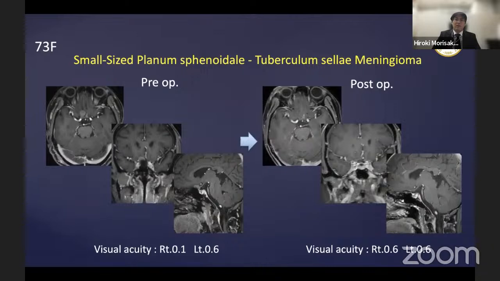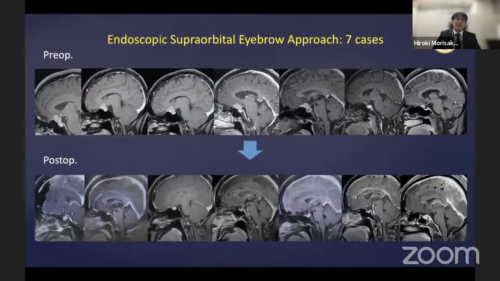This is a post-operative MR image. The visual acuity of the right side improved immediately after surgery. This is the summary of the 7 cases of the endoscopic supraorbital eyebrow approach.